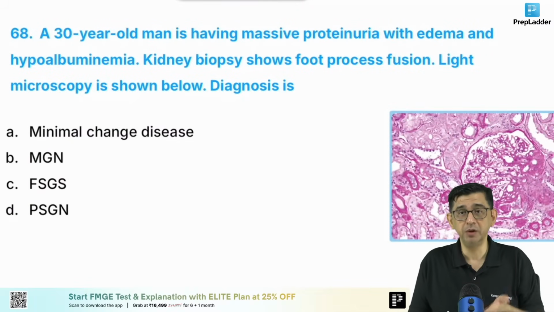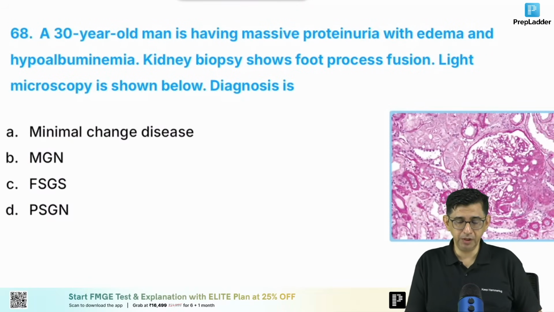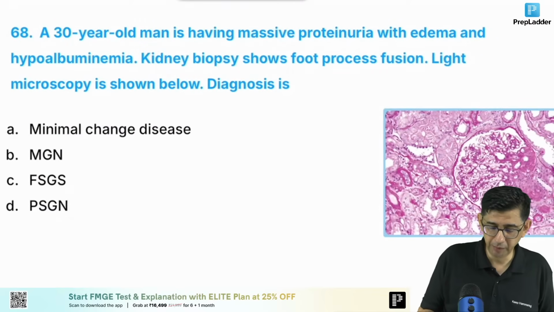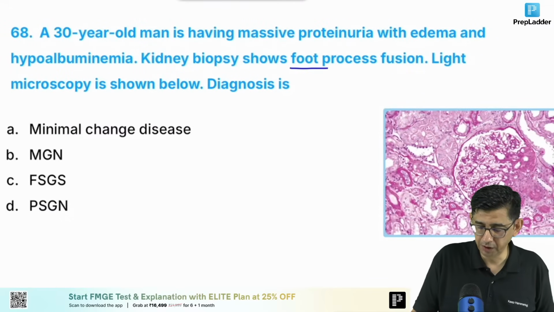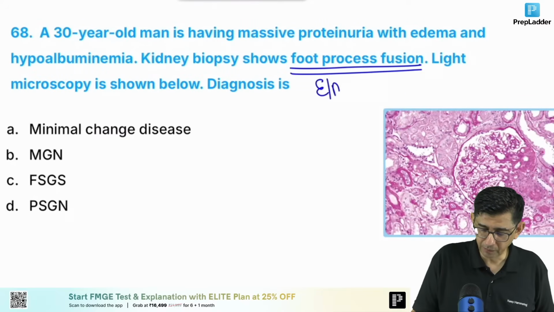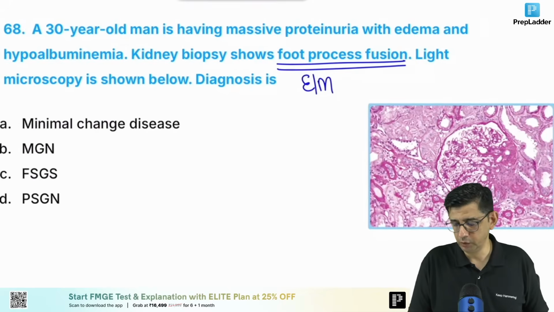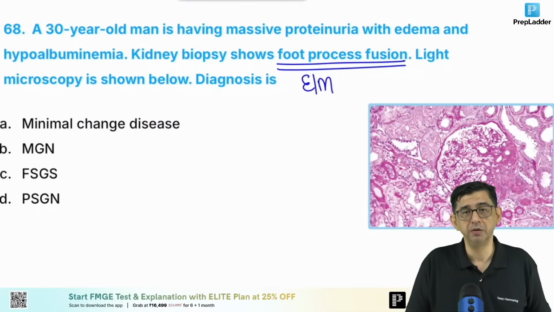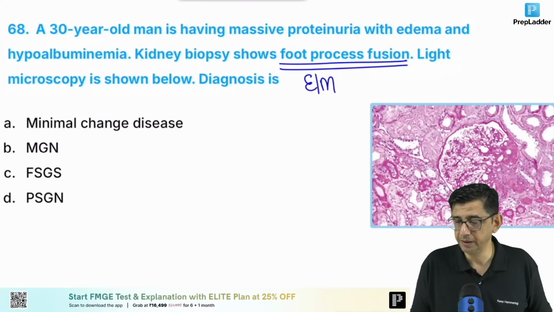Okay, so we were talking about nephrotic. Another one came in. A 30-year-old guy is having massive proteinuria with edema and hypoalbuminemia. Another question on nephrotic, and foot process fusion is given in this case on electron microscopy. The biopsy report of the patient is also shown here. The answers can be quickly commented here.